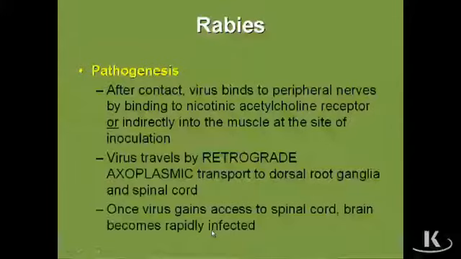Now, pathogenesis for rabies, you get the bite from the animal, and you can have some local replication in the muscle before the virus finds its way to the acetylcholine receptor and begins to travel by retrograde axoplasmic transport to the dorsal root ganglia, then the spinal cord, and then the brain. Okay? Now, you've probably heard somewhere along the line that the closer you are bitten to the face or the brain, the more quickly you can develop rabies.